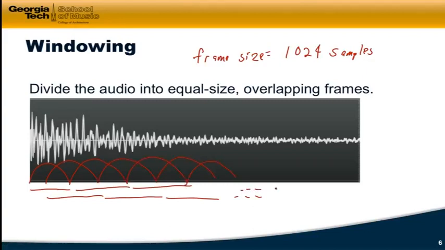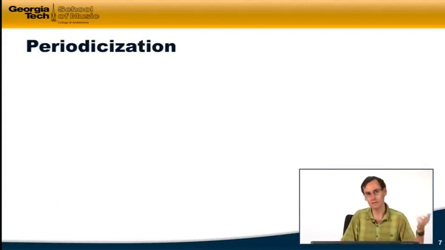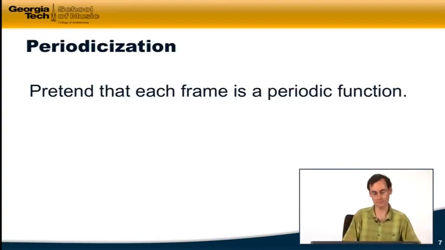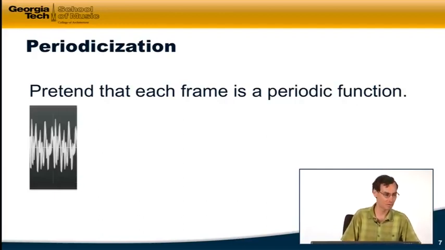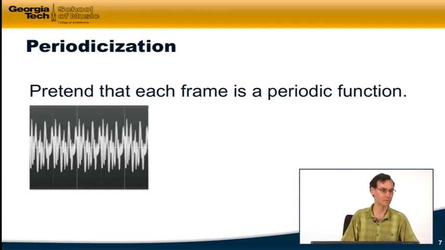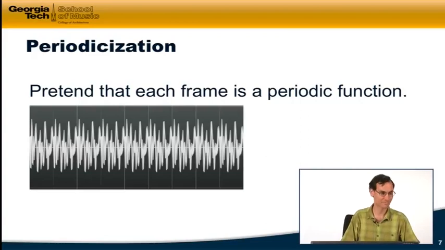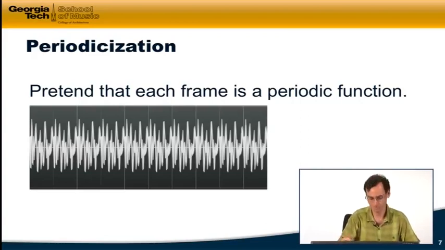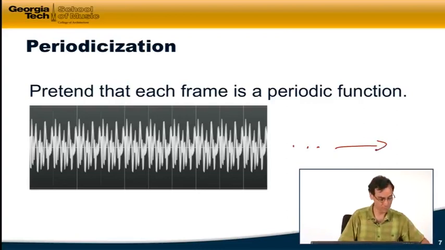We end up with these windows that fade in and fade out that are each a tiny fraction of a second long. Then we take each of those windows, and this is the easy part. We pretend that it's a periodic function. So we take this tiny little window here, and we repeat it, and repeat it, and repeat it again, and we just pretend that this goes on forever. So now we've met the periodic requirement of the Fourier theorem.